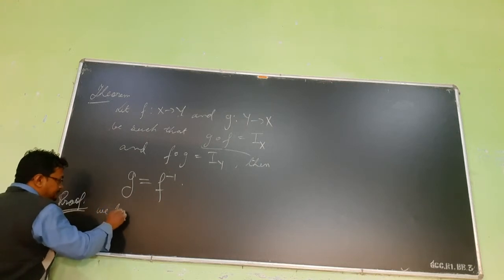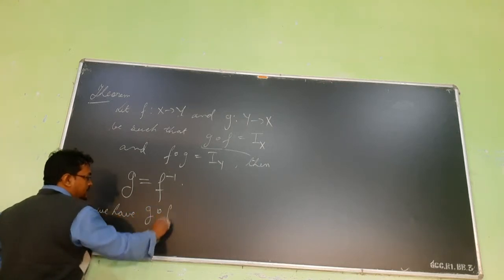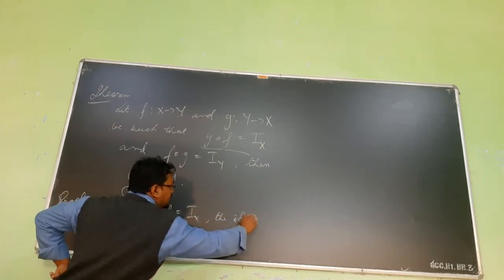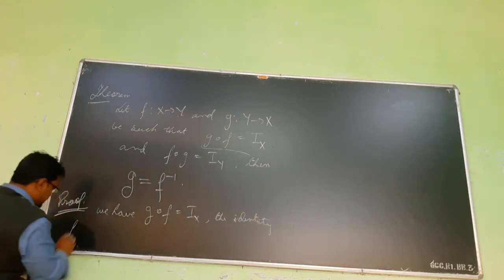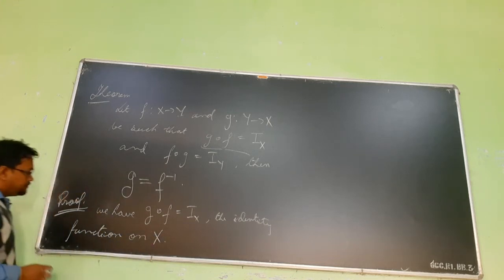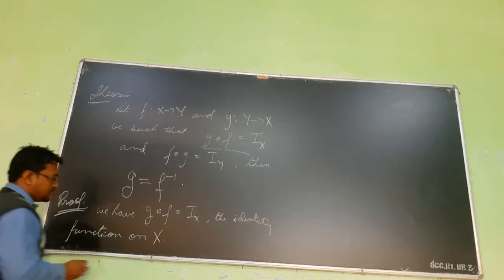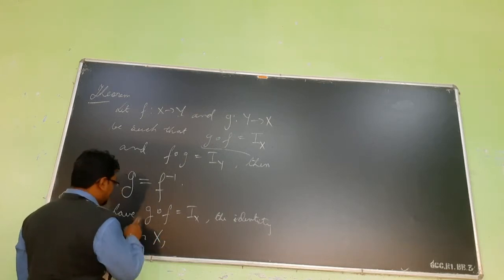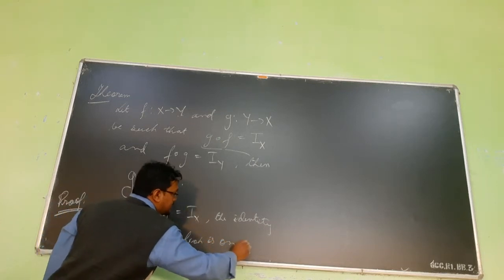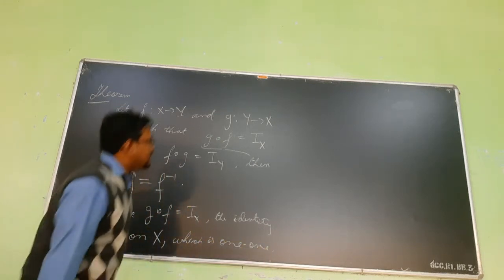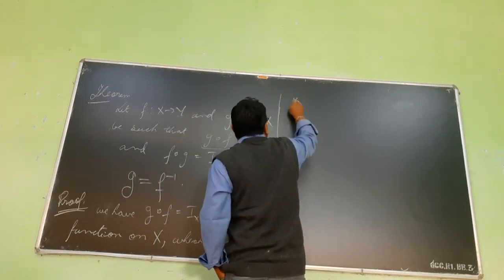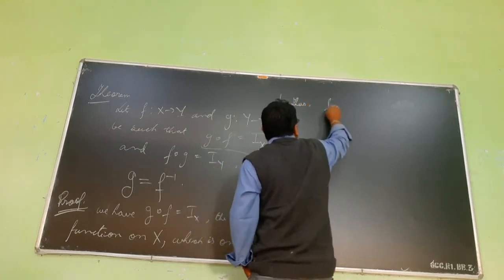So we have g of f is equal to Ix, the identity function on X. Okay. g of f is the identity function on X, which is 1-1. So already we have done this problem, that if g of f is 1-1, then f is 1-1. Thus, f is 1-1.